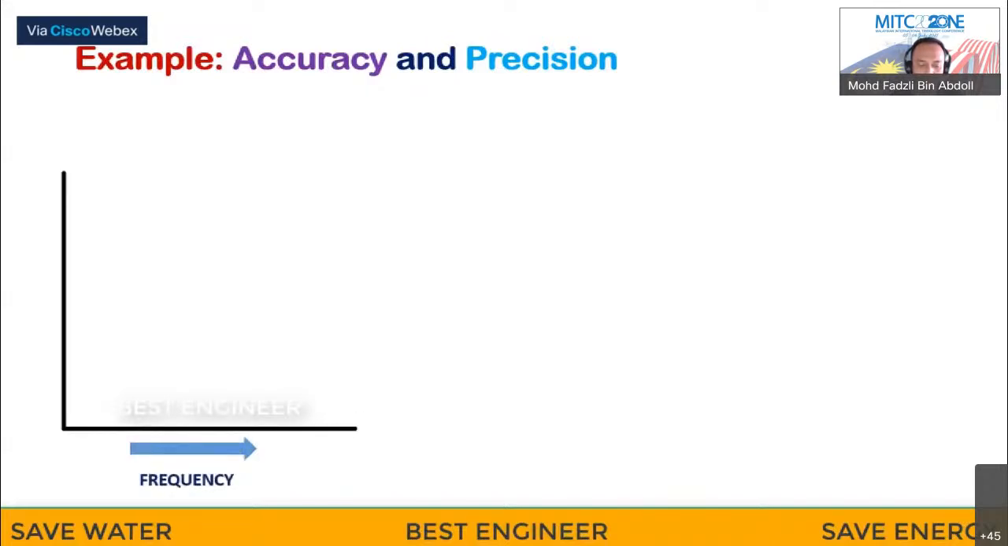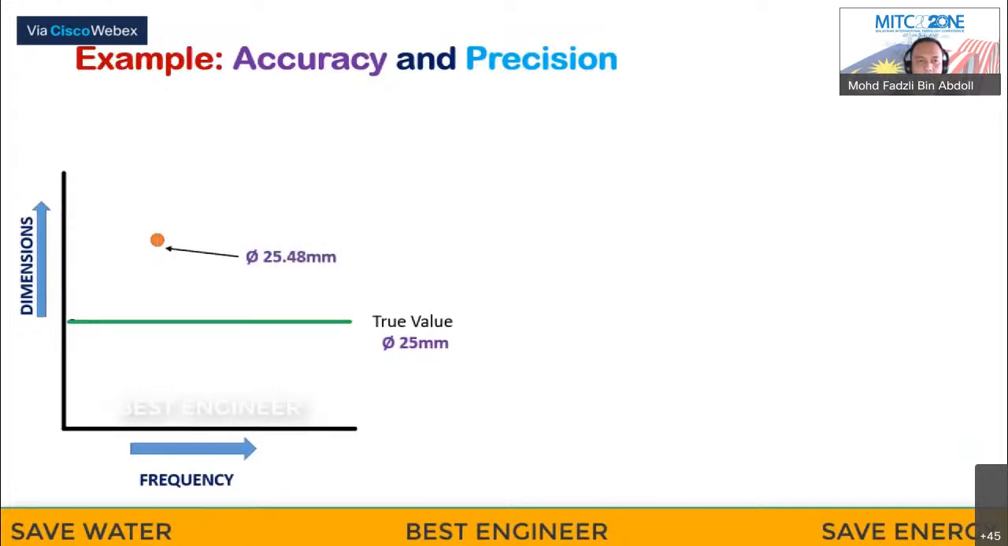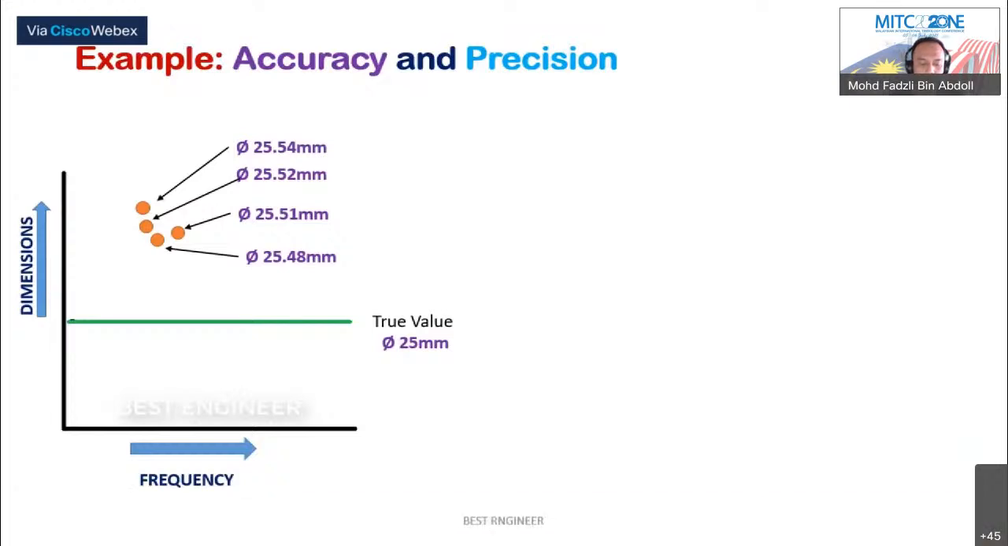Suppose in a graph I am taking the frequency in x-axis and dimension in y-axis. I am going to manufacture a component of shaft with a diameter of 25 mm. And this value I am going to measure by the different measuring process. The first value is 25.48 mm, the second value is 25.51 mm, and third one is 25.52, and fourth one is 25.54. The four measuring process, different kind of measuring process give the different kind of reading, but the values are very close to each other.